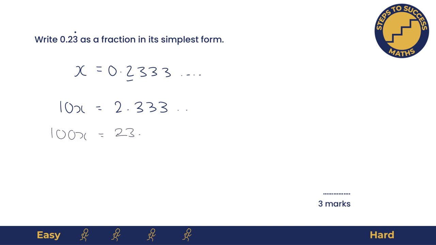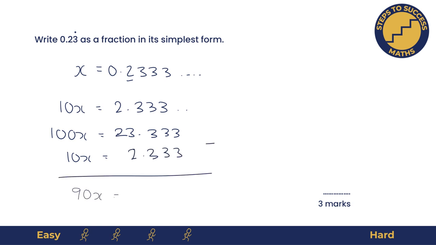23.3333. 100x take away 10x is 23.333 take away 2.333. So that's 90x is equal to 21. So x is 21 over 90, and I can divide that by 3. So that's 7 over 30.